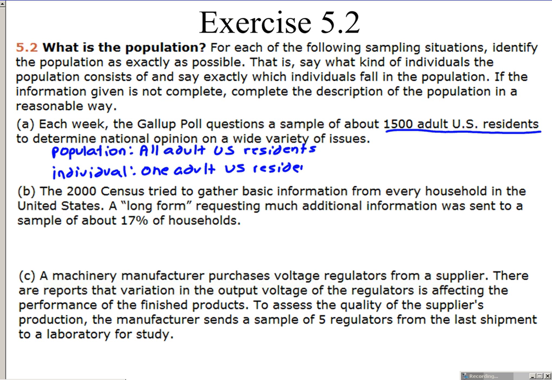Letter B. The 2000 census tried to gather basic information from every household in the United States. A long form requesting much additional information was sent to a sample of about 17% of the households. So again, our sample is 17% of the households in the United States. So our population would be all households in the United States.